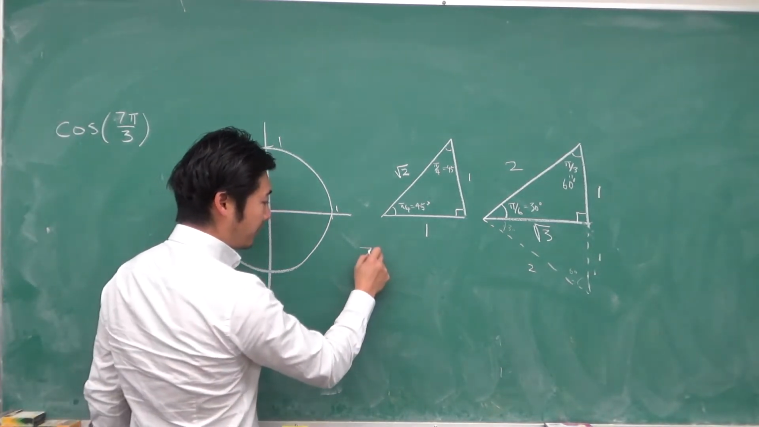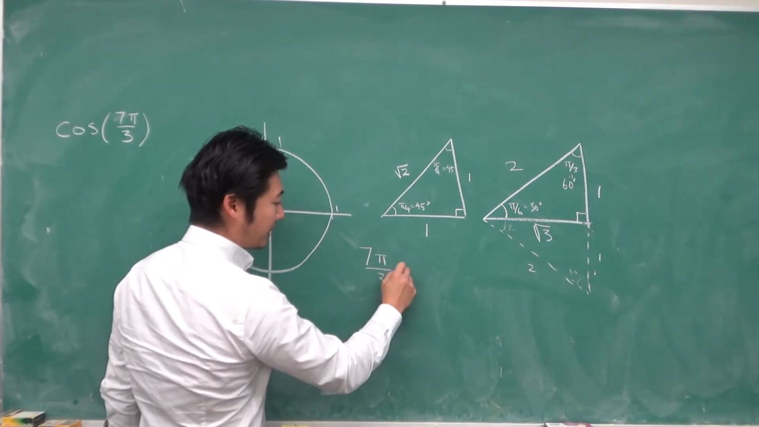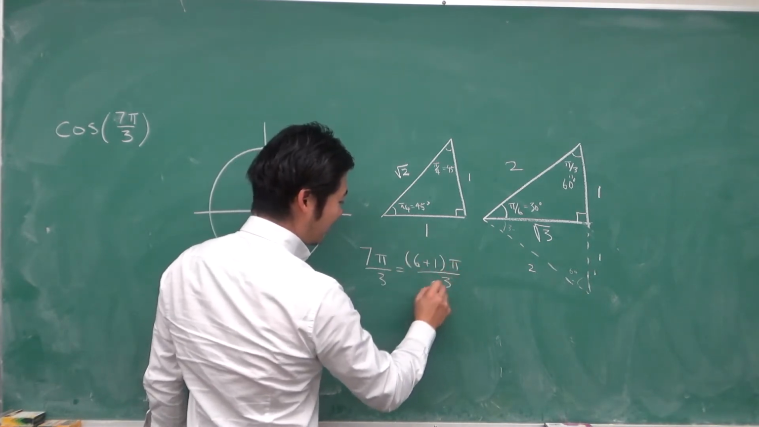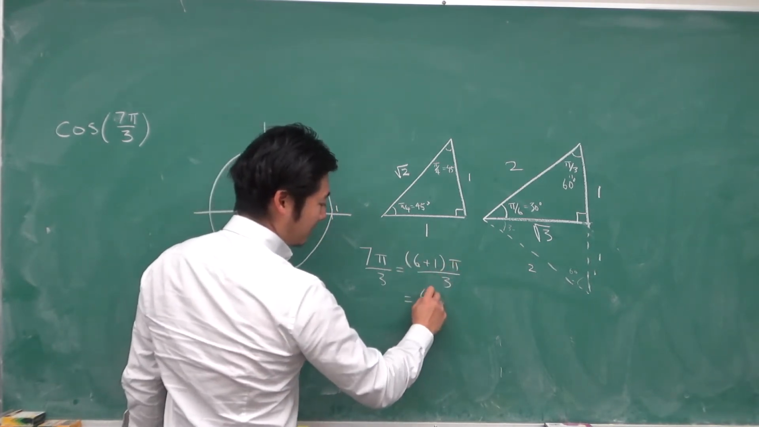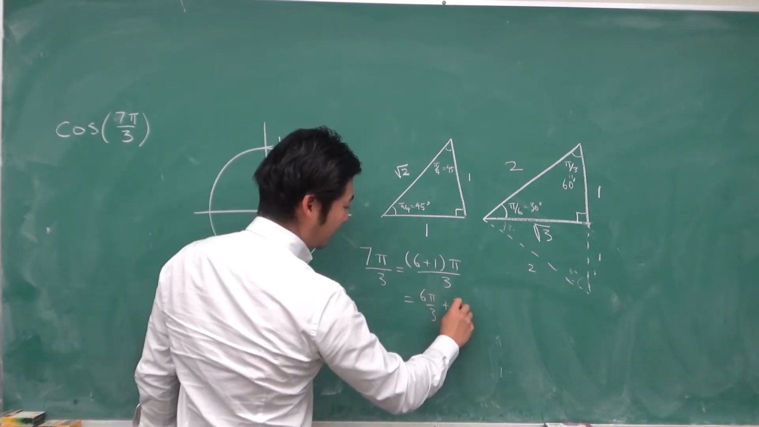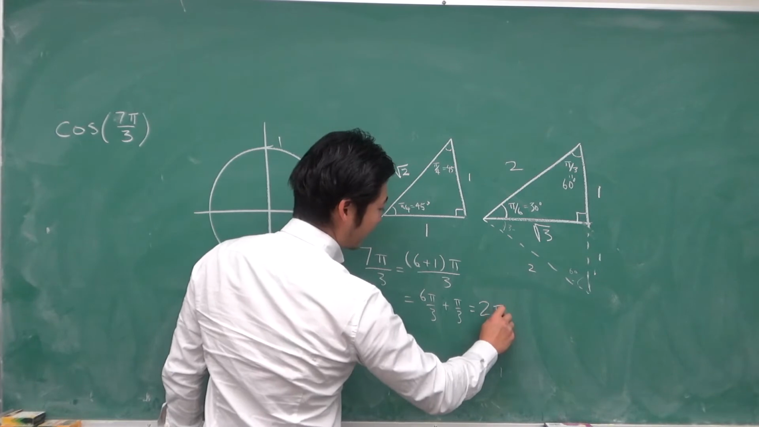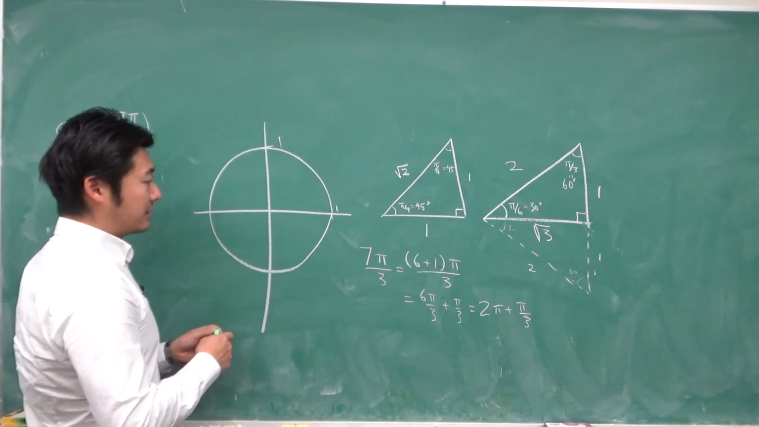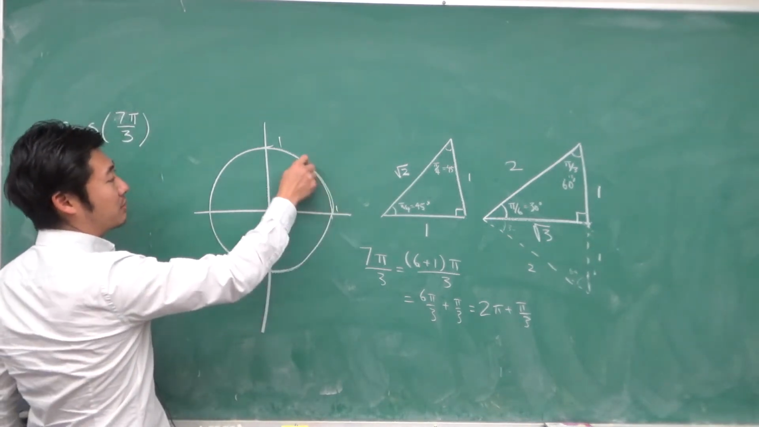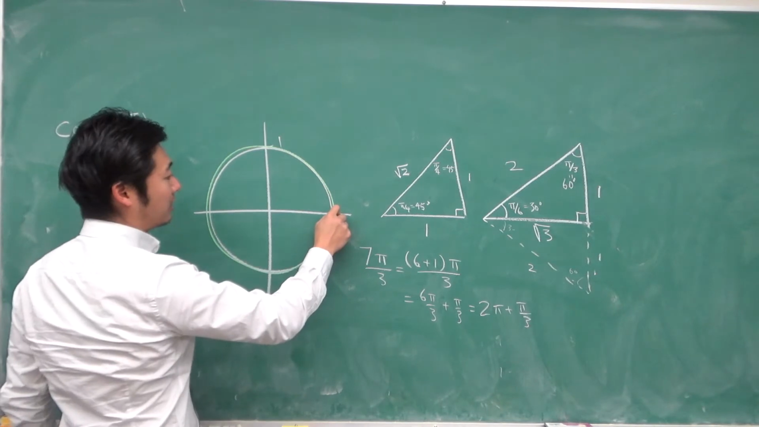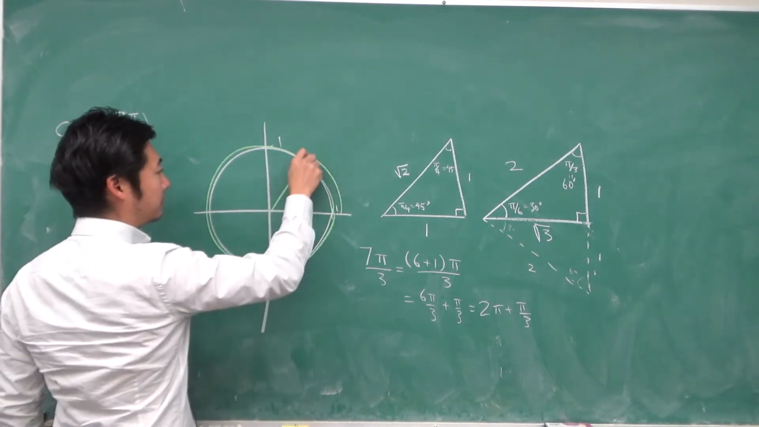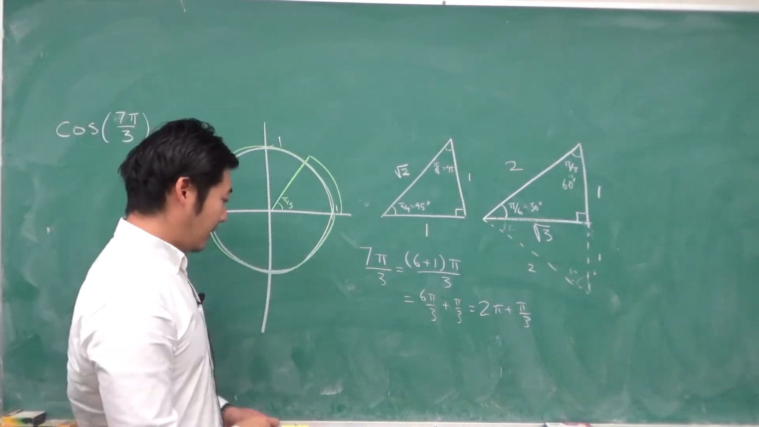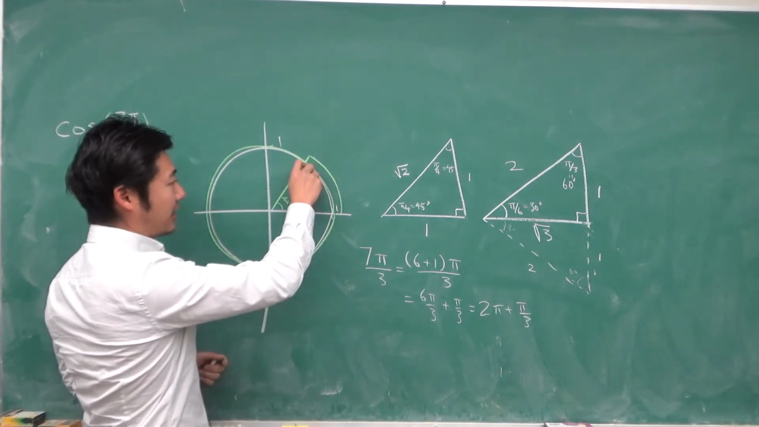So 7 pi over 3 is equal to 6 plus 1 pi over 3, which is 6 pi over 3 plus pi over 3. So we get 2 pi plus pi over 3. So 7 pi over 3 is this in radians. It goes 2 pi around, and then it goes pi over 3 more. And so it forms the 30, 60, 90 triangle.